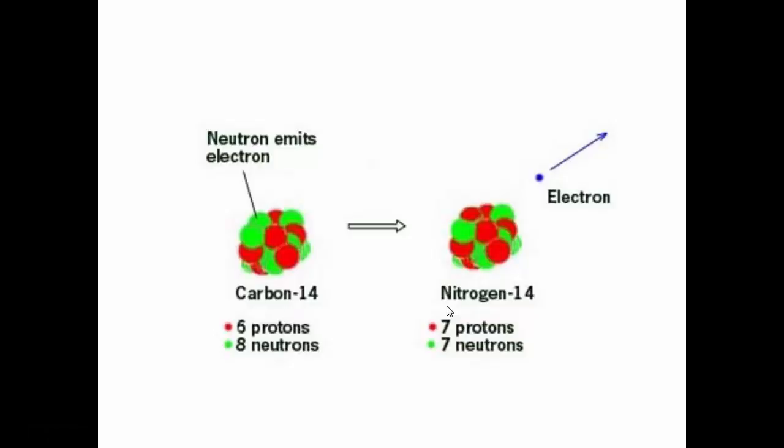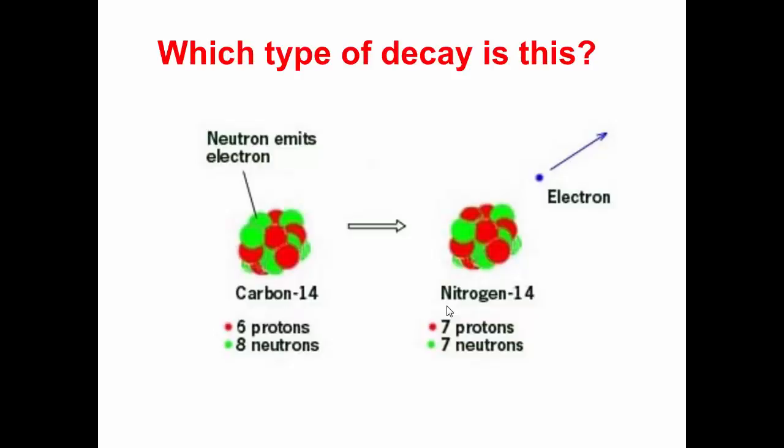So even though the atomic number is now 7, it doesn't affect the atomic mass at all? No, the atomic mass stays the same. Because the neutron had a mass of 1, when it changes into a proton, it still has a mass of 1, so the mass hasn't changed. What type of decay is this? Beta decay. Releasing an electron is beta decay.